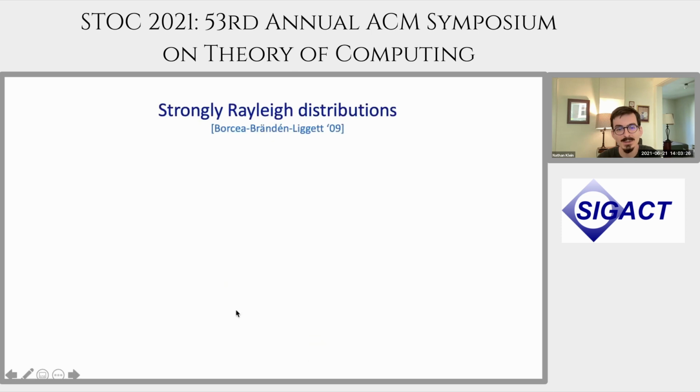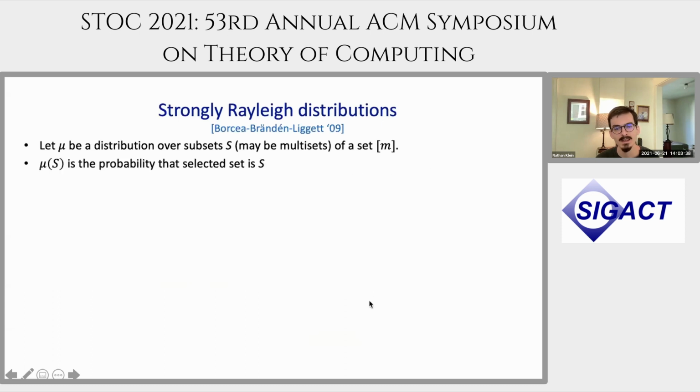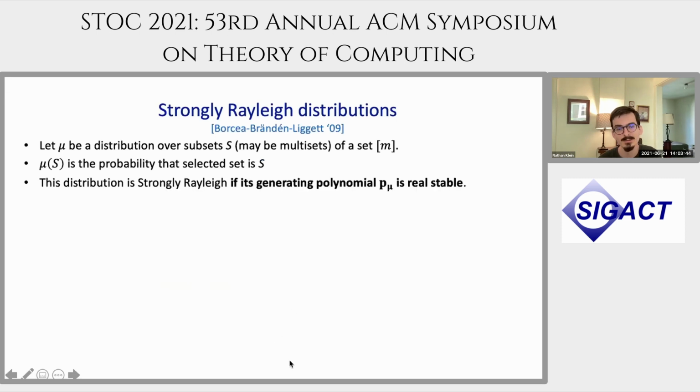So this is a class of distributions due to Borcea, Brändén, and Liggett. If you let mu be a distribution over subsets S of a set M, so for us, these are going to be trees over the edges of the graph, and let mu of S be the probability of a set S, then we say the distribution is strongly Rayleigh if its generating polynomial P of mu is real stable.